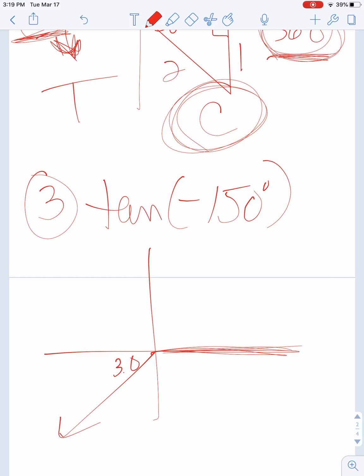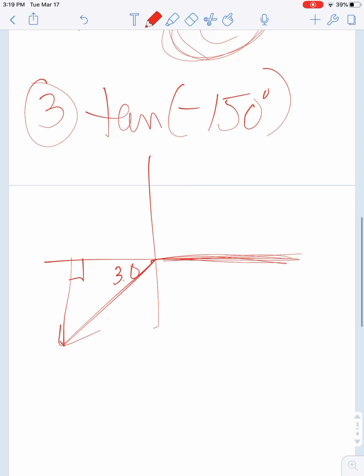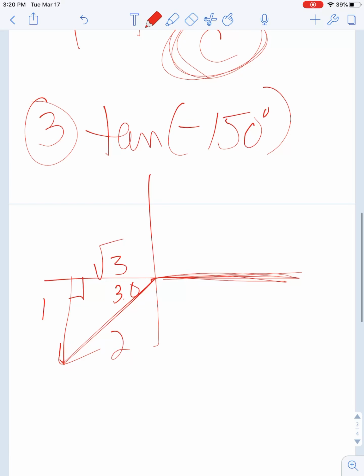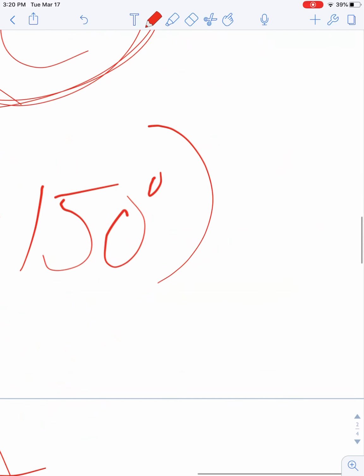Once I figure it out, I'm going to draw my triangle. Out from the origin to the x-axis, reference angle is 30. I guess I've done a 30-degree angle here. Oh, no, I did a 45. So opposite the 30 is 1. Hypotenuse is 2. And that's root 3. Tangent is the ratio opposite over adjacent, which is going to be 1 over root 3. All Students Take. I'm positive, so this is going to be a positive root 3 over 3.